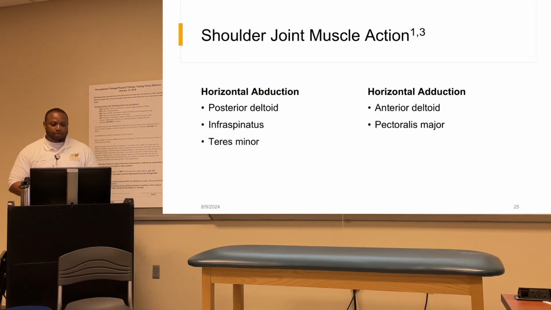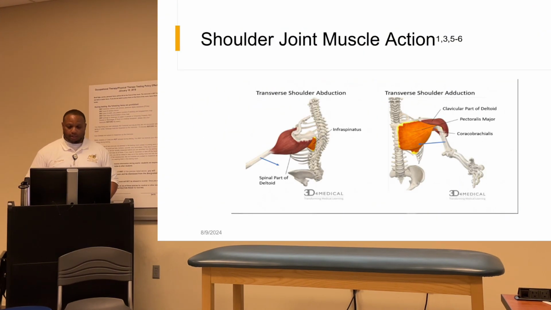And here's more shoulder joint muscle actions. So horizontal abduction, okay, posterior deltoid, infraspinatus muscle, and teres minor. And with horizontal adduction, anterior deltoid and pectoralis major playing a role in those. And here are some visuals for those. We see infraspinatus and the spinal part of the deltoid contributing to transverse shoulder abduction. And then we see transverse shoulder adduction. When we say transverse, we're talking about horizontal.